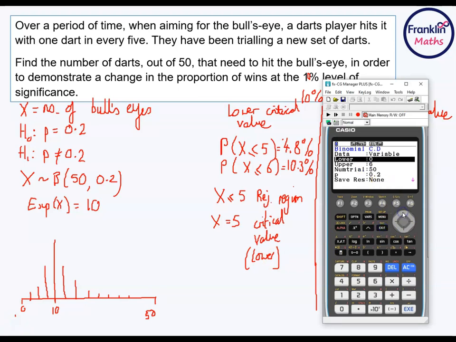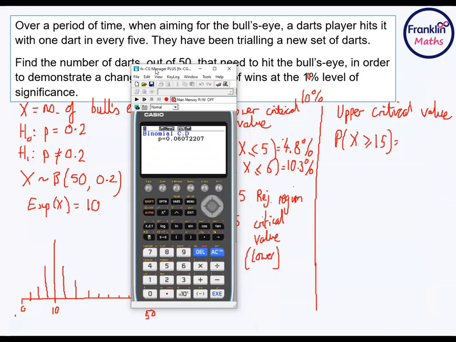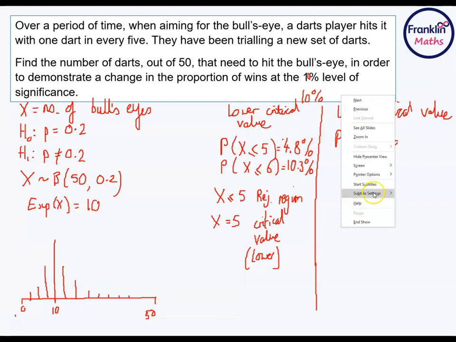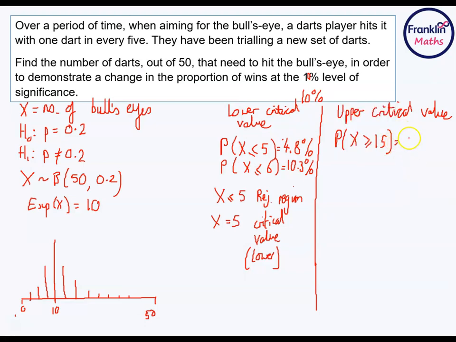So lower is going to be 15, upper is going to be 50, and that gives me a 6.07% chance. So that would be in the acceptance region. Now we need to dip this below 5%, so we need to go up in values here. If you look over here, these bars are getting smaller as we move away from the mean. So let's try 16.